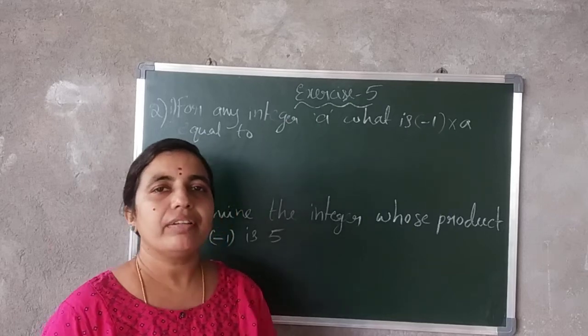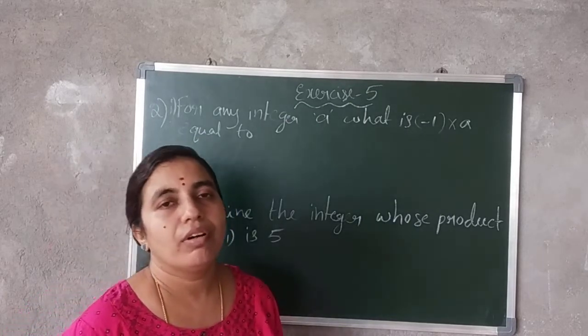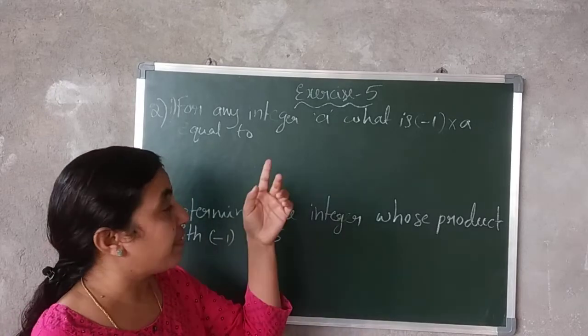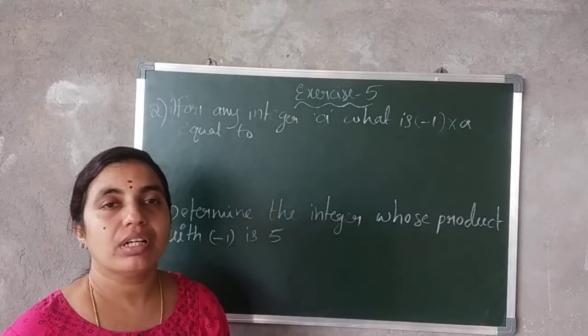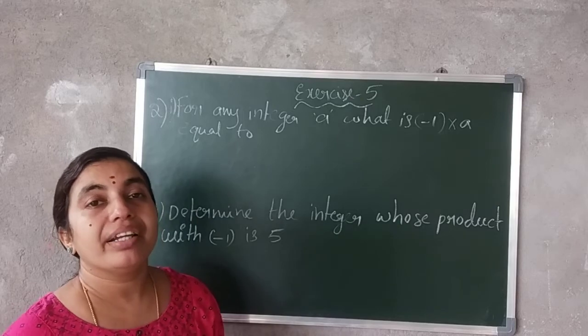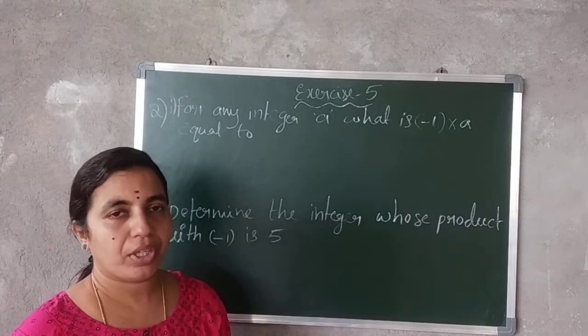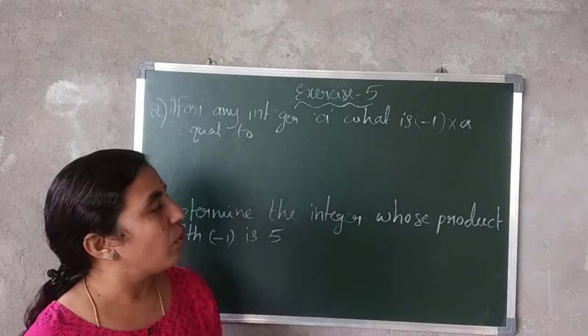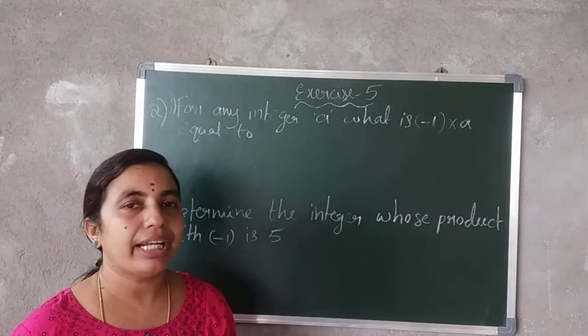Children, today we have completed all the properties of integers, and I have given exercise 5 first bit as homework for you, in which you have to apply the distributive property. You have to complete that on your own. Now exercise 5 second bit I will explain.